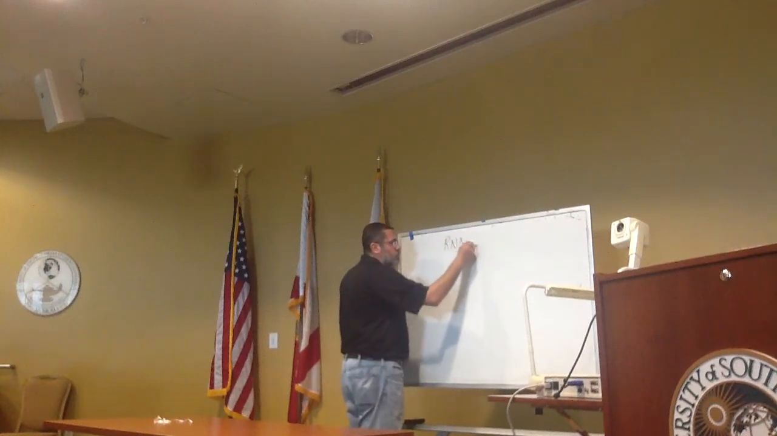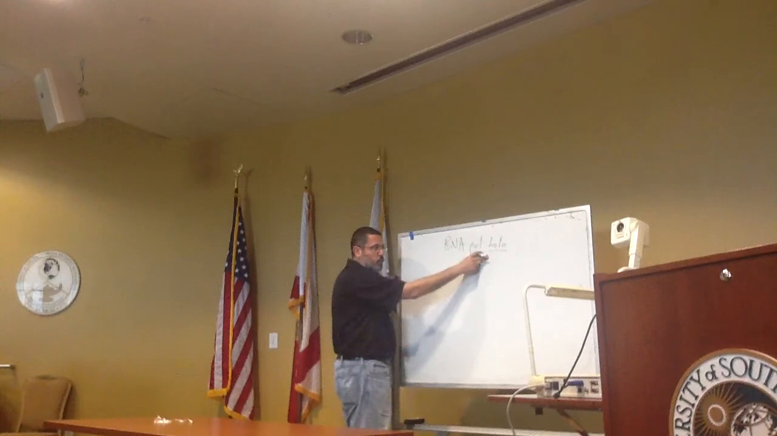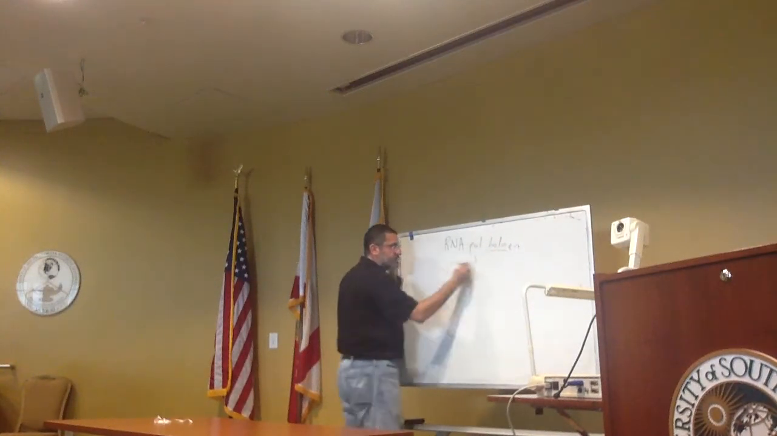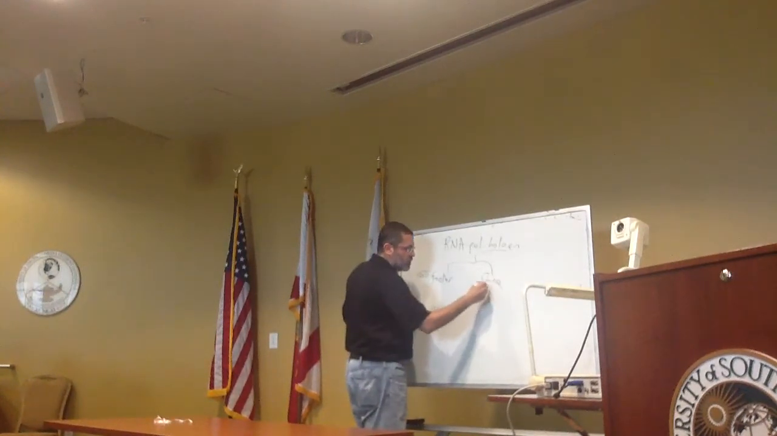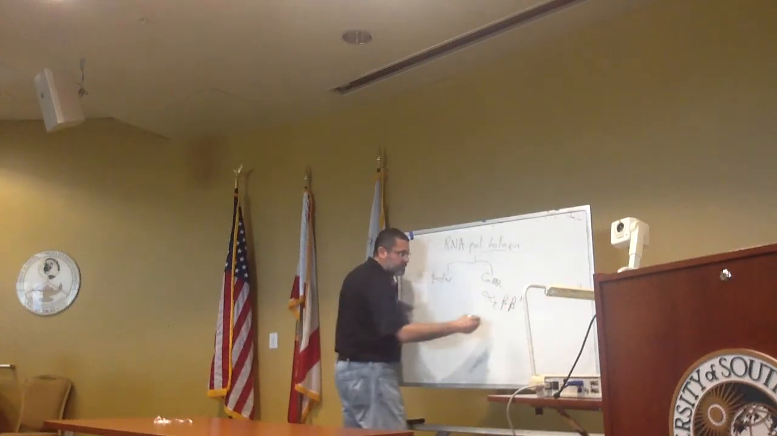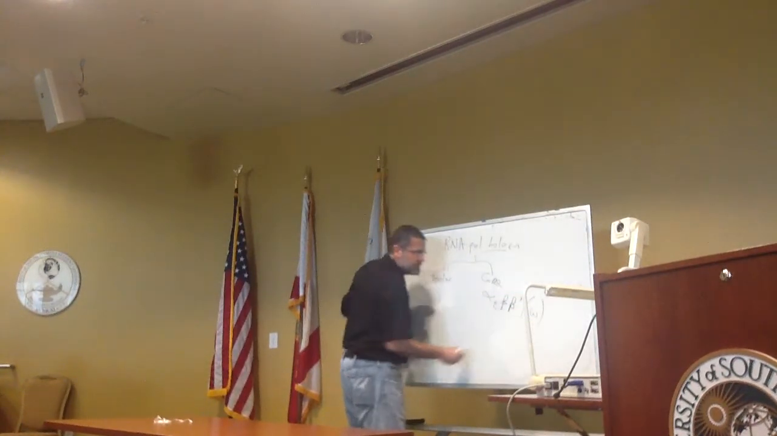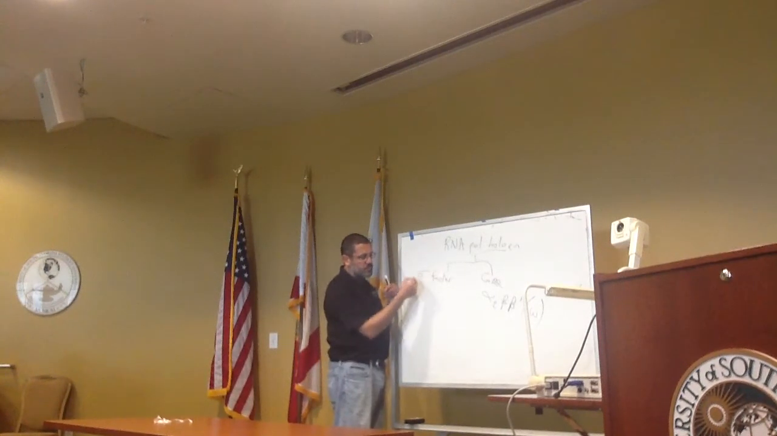We have the RNA pol holoenzyme, right? At least in E. coli, that's what we're focusing on, the holoenzyme, the big one. It can be two parts: sigma factor and core. The core is alpha 2, beta, beta prime, and in many cases omega. That's why I'm putting it in parentheses. Sigma factor is sigma factor.